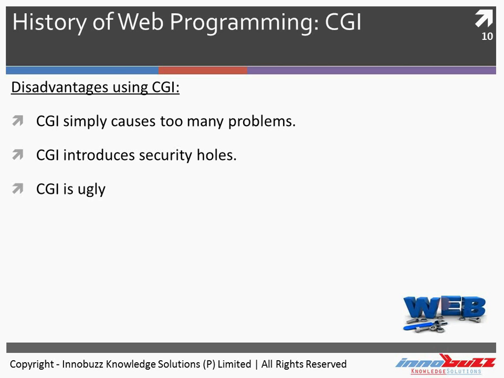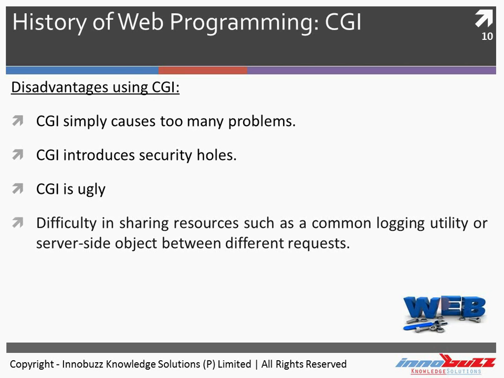CGI was ugly and is ugly because CGI scripts produce fairly ugly user interfaces. Basically, CGI is limited to bland HTML-based forms, and whatever bells and whistles can be provided by HTML layout. Therefore, due to all these disadvantages, it also had one more additional difficulty in sharing resources such as a common login utility or server-side objects between different requests.